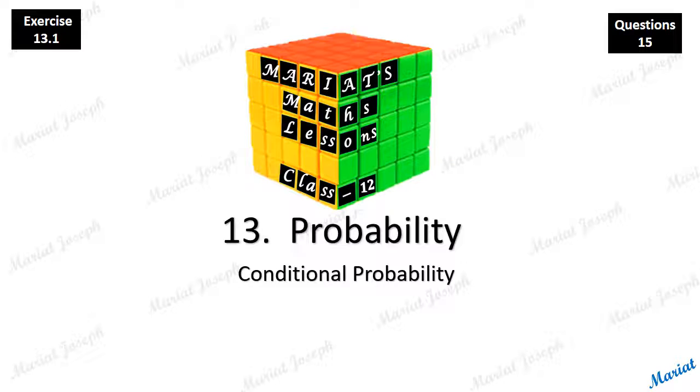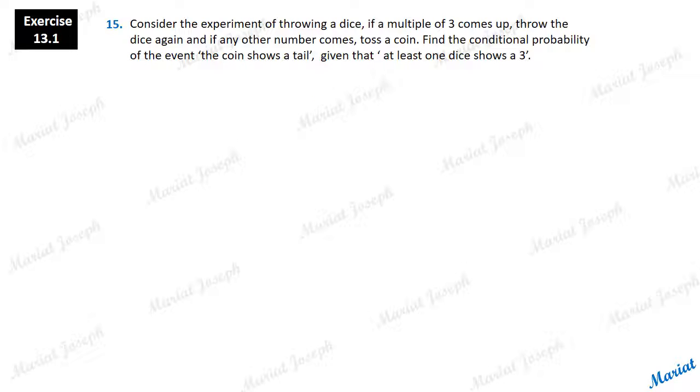Let us do some problems on conditional probability. Consider the experiment of throwing a dice. If a multiple of 3 comes up, throw the dice again. And if any other number comes up, toss a coin. Find the conditional probability of the event: the coin shows a tail given that at least one dice shows 3.